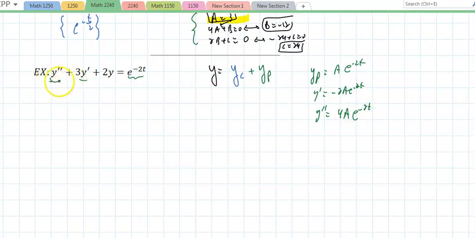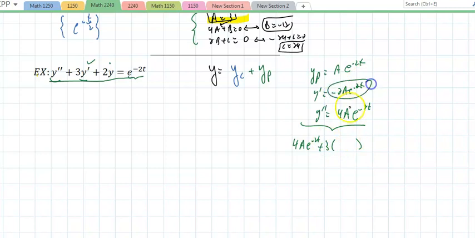And if I plug those in there, I will get 4a e to the negative 2t plus 3 times y prime, that's negative 2a e to the negative 2t, plus 2 times a e to the negative 2t, equals e to the negative 2t.